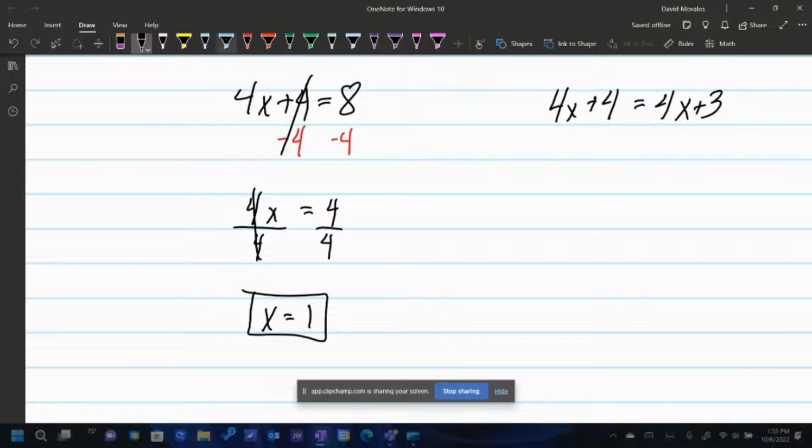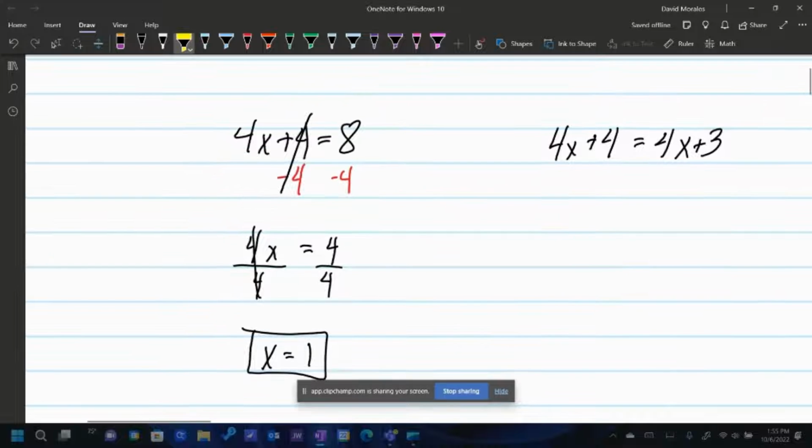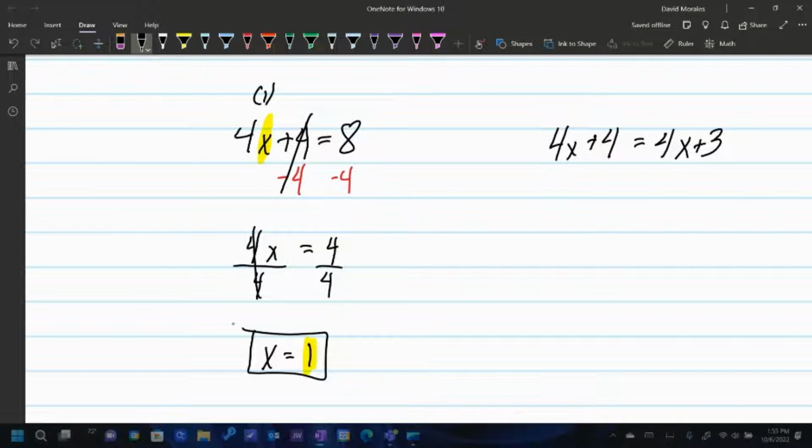This is the only solution that makes this equation true. Because if you look at this right here, if x is 1, that means it's 4 times 1 plus 4, which gives me 8. And that's true. But that's the only number that makes it true, and that's why they call it one solution.